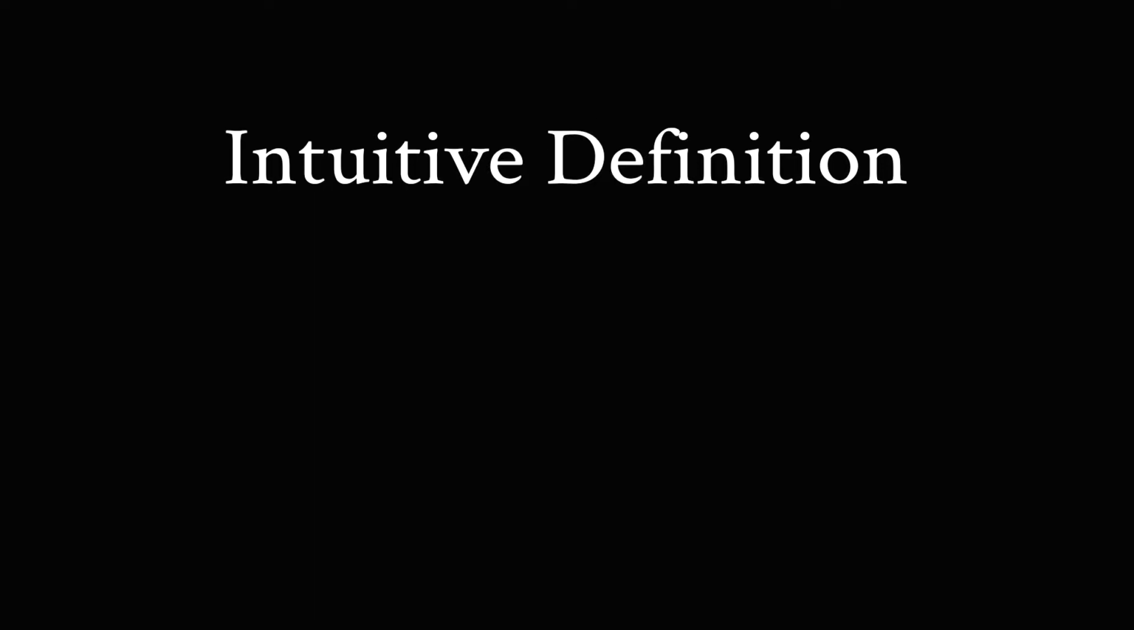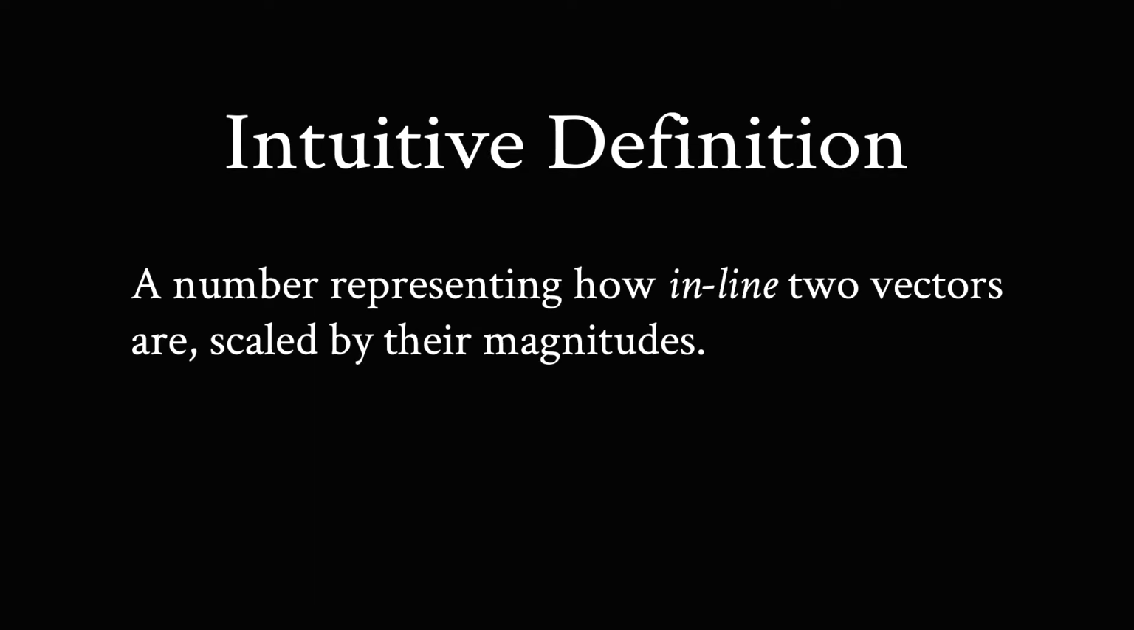So let's start by talking about the intuitive definition of what the dot product is. The dot product is one way that we can multiply two vectors, and it gives us a measure of how much the two vectors point in the same direction. It's worth noting that the dot product gives us a scalar, so we give it two vectors and it gives us a number, and that number tells us how aligned they are relative to their length.